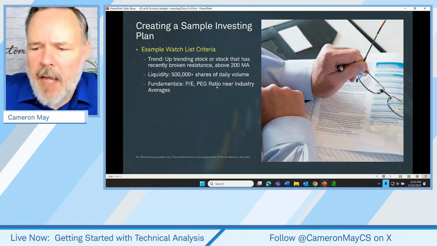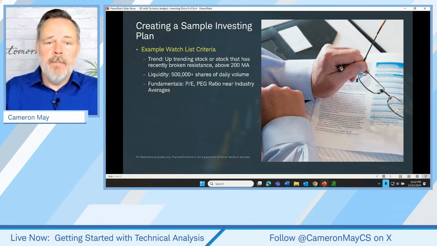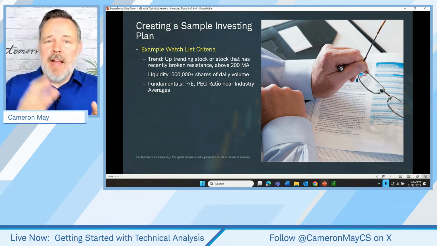And you might say, okay, is this the plan for trading stocks? No, this is just an example, but this might provide a baseline for how a trader begins to select their stocks.